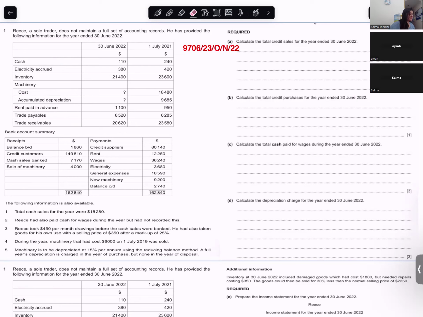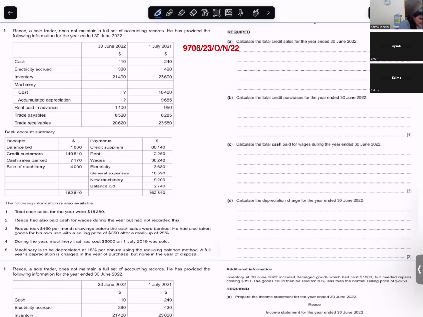October, November 2022, paper 23. Sum of incomplete records. Can you please read? Reece, a sole trader, does not maintain a set of accounting records. He has provided the following information. So I read the question first, or should I read the adjustments?